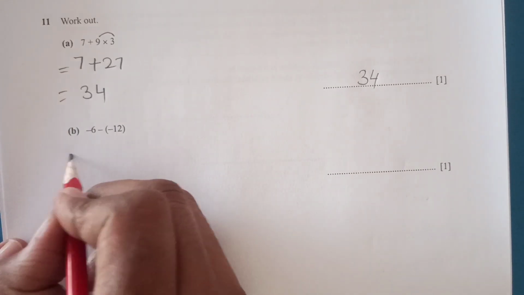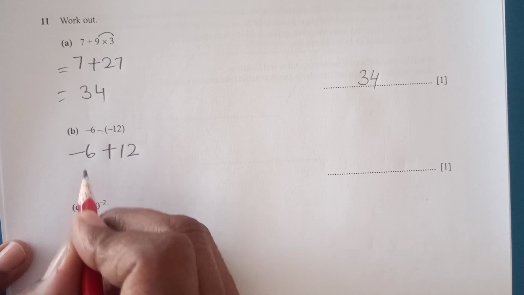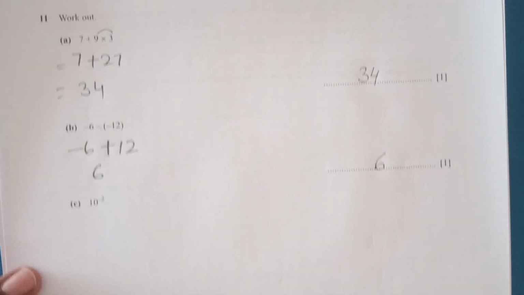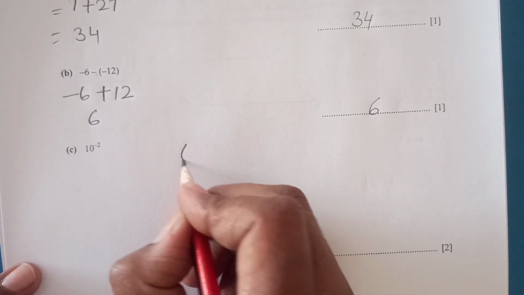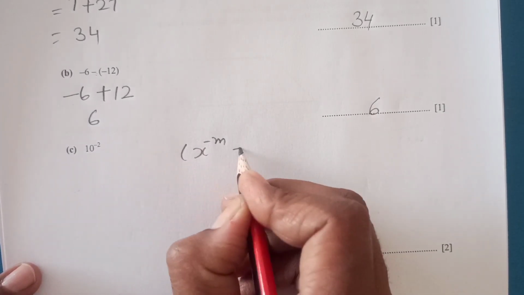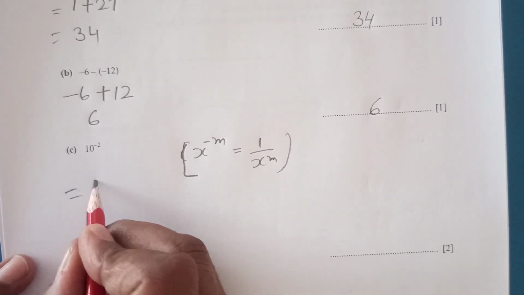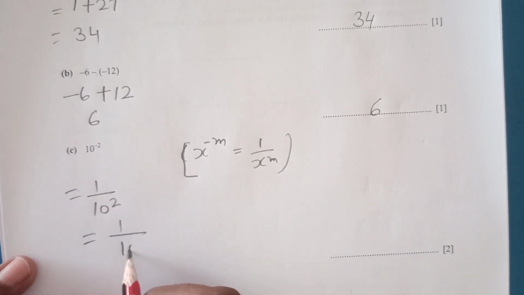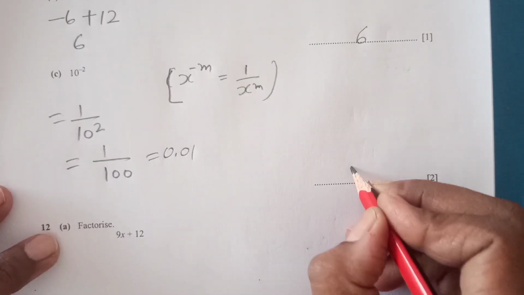Now 12 minus negative 6, this negative and negative is positive. So 12 minus 6 is going to be 6. So final answer is 6. Now 10 raised to power minus 2. So as you know, negative exponent like this is going to be 1 over 10 power 2, which is 1 over 10 times 10, that is 100. So 1 over 100 or 0.01.